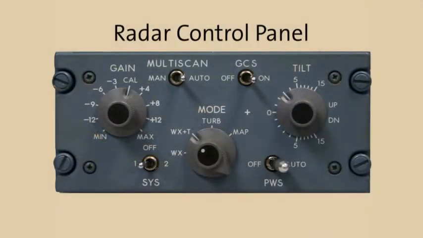The Airbus Radar Control Panel System switch is a 3-position switch. The center position turns the system off. The number 1 position selects the left receiver transmitter, or RT, and the right position selects the right RT.